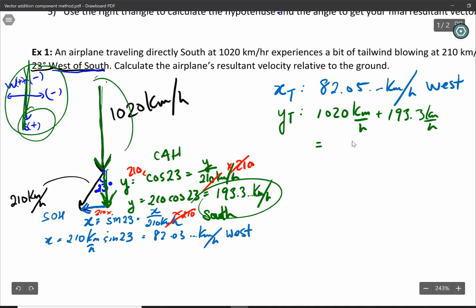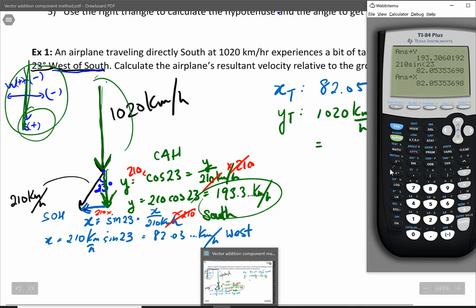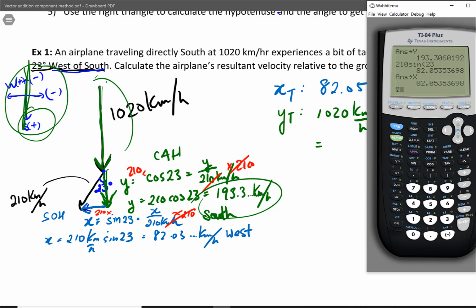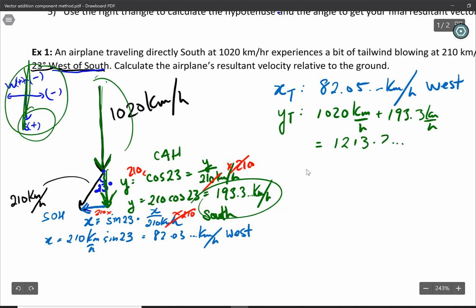Okay, now let's go back to our calculator, and notice I've saved the y up already. I'm going to recall it. So that's my number. I kept all my digits. I'm going to add 1020 to it. I get 1213, and I'm actually going to store that and rewrite over my y variable because I don't need my old one anymore. So I'm going to save it there as my y total, 1213.3 kilometers per hour. And this I know is going south because both vectors were pointing south.